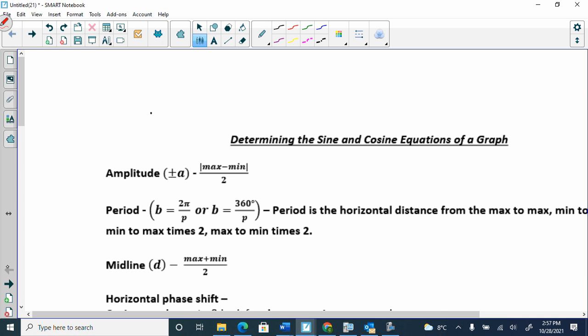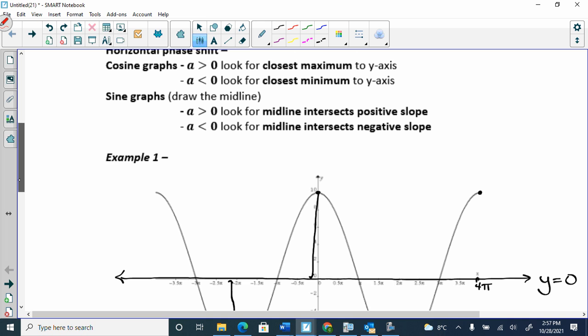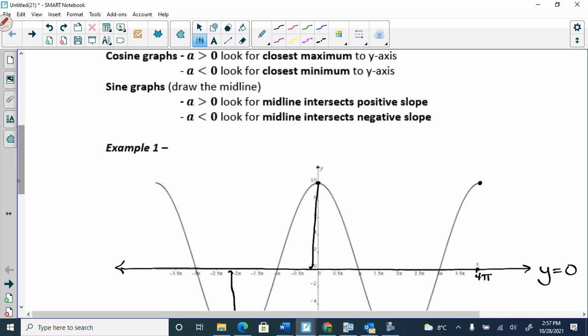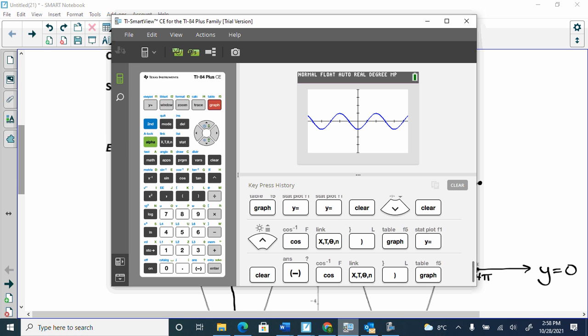Signs. Where life gets a little rough. Okay, signs are so easy if you draw the midline. They're so easy if you draw the midline. If you draw the midline, signs are easy, I promise you. If you don't draw the midline, life is rough. Life is real rough. Okay? I'm going to show you why. So, draw the midline, life is good.